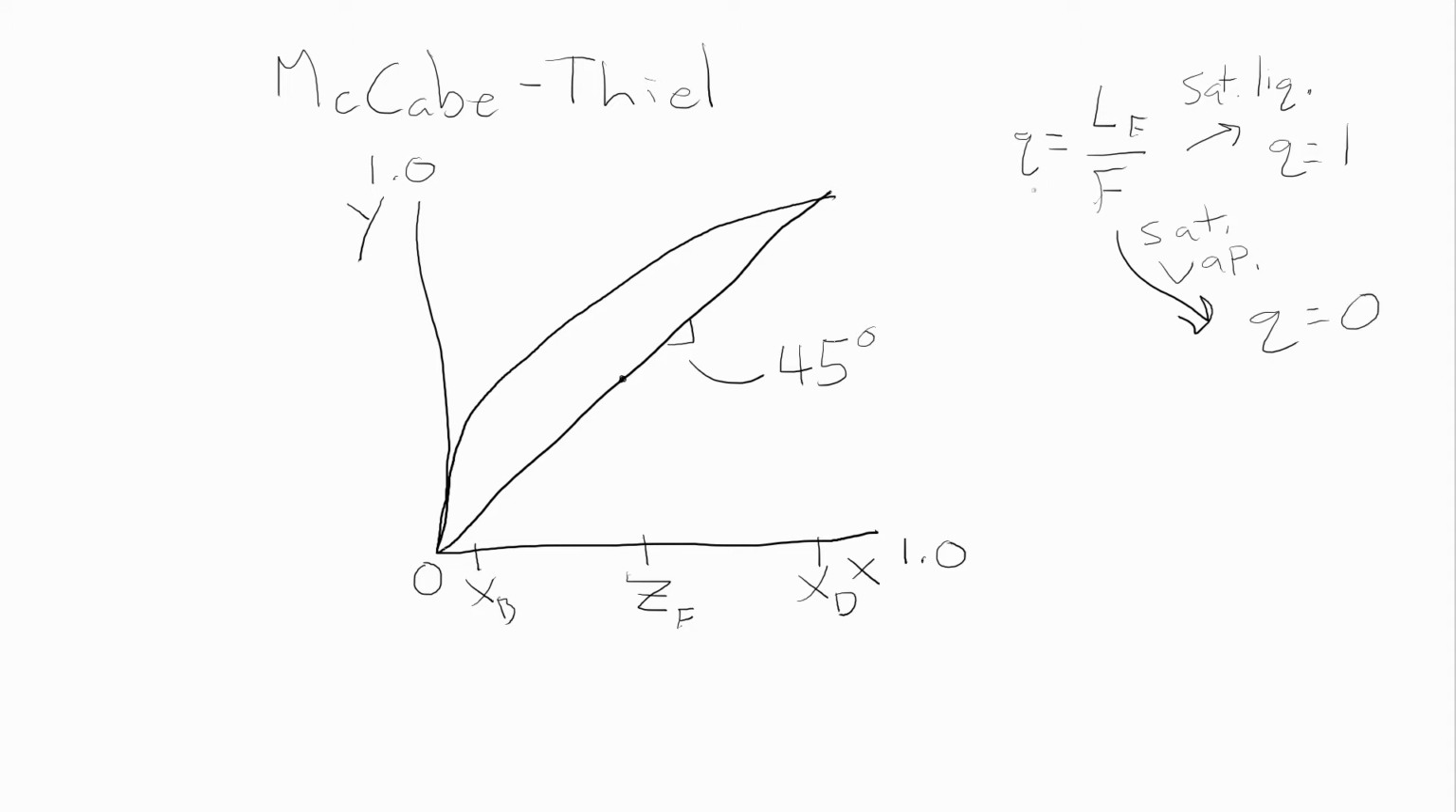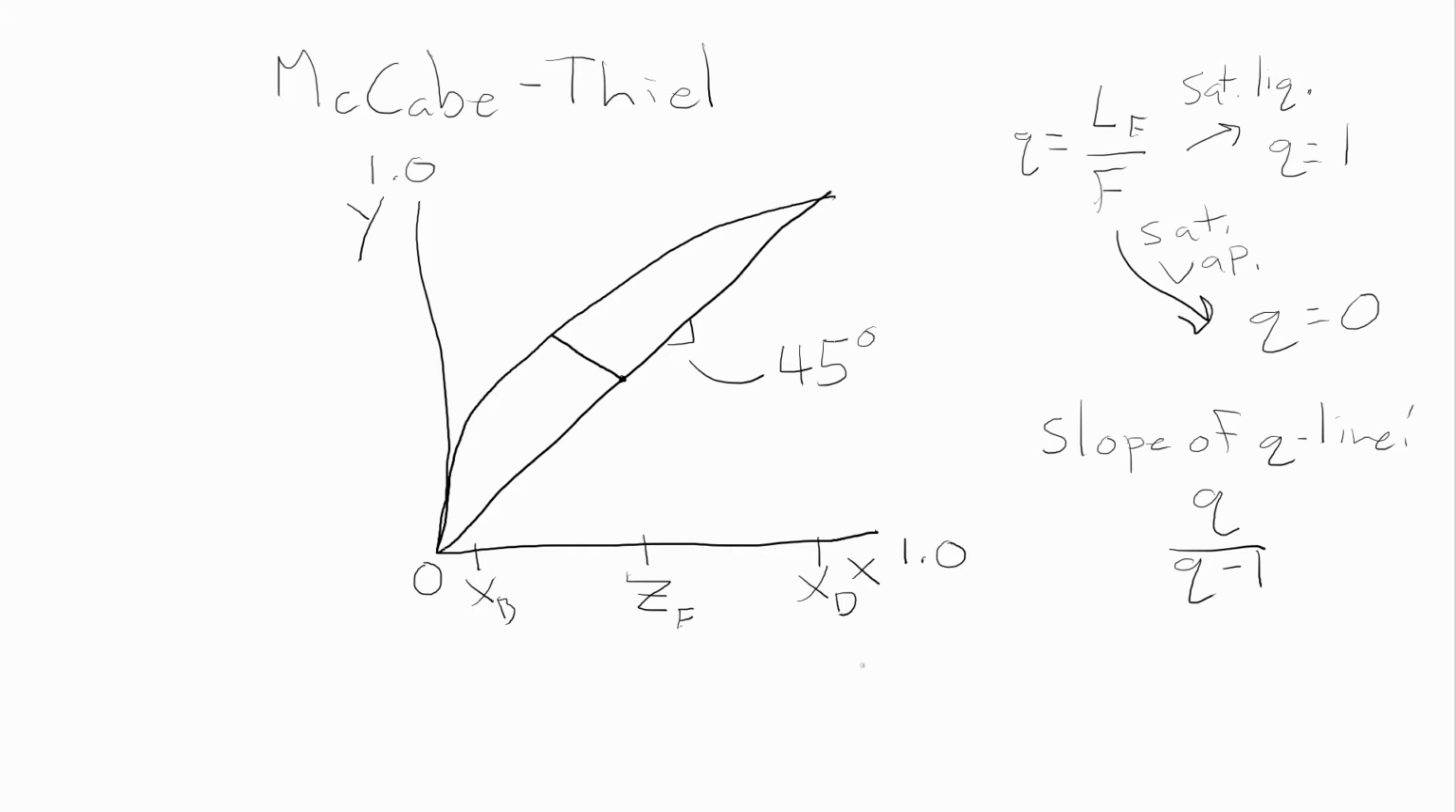Now, of course, q itself is not the slope of the Q line. When we do the material balance, we find that the slope of the Q line will be q over q minus 1. So when we have a saturated liquid, q equals 1, we have a Q line with an infinite slope, in other words, a vertical line. When we have a saturated vapor, q equals 0, we have a line with 0 slope, in other words, the Q line is horizontal. For some composition in between saturated liquid and saturated vapor, we're going to have a Q line with an angle that looks like that.